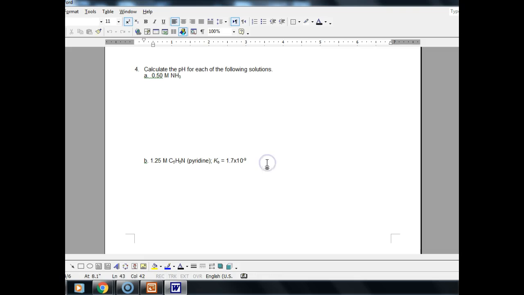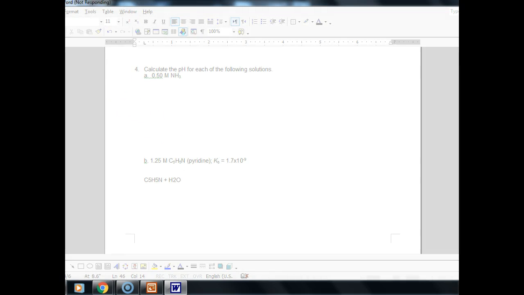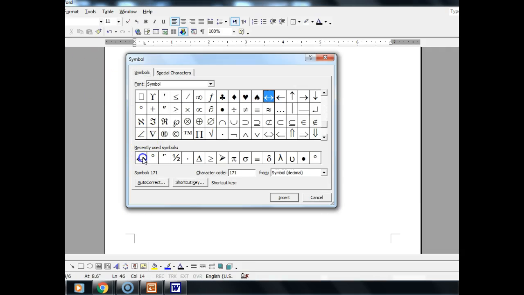I will give you a heads up with this particular equation. So you have C5H5N being added to water, and it should be a double arrow. Sorry. Symbol. Give me a second. Give my computer a second. Maybe if it decides to cooperate. Or maybe it won't. There we go.